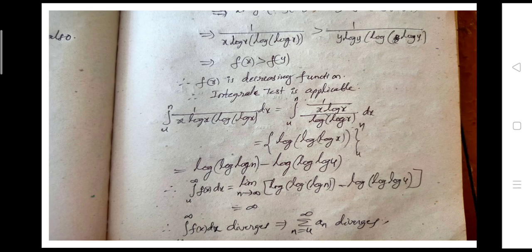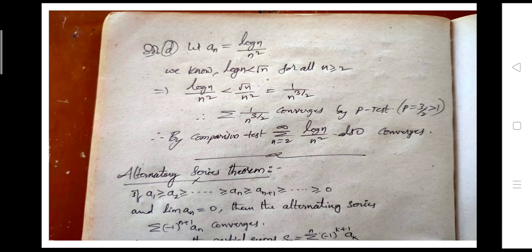This implies this is equal to, now applying the limits, log of log n minus log of log 4. So therefore the integral from 4 to infinity of f of x dx is equal to the limit as n tends to infinity of log of log n minus log of log 4, which is equal to infinity. Therefore the integral from 4 to infinity of f of x dx diverges, and this implies the series sigma n equal to 4 to infinity also diverges.